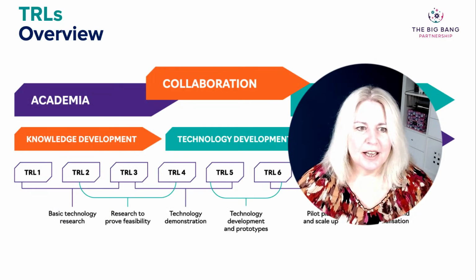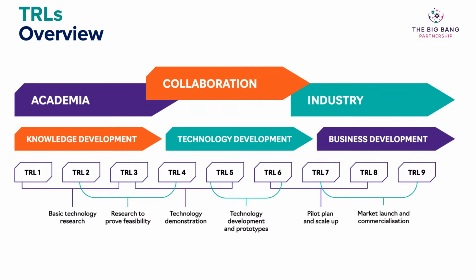Let's have a look then at an overview of TRLs, the whole process. So as I've explained, TRLs run from the lowest level of maturity, which is TRL 1, through to the highest level, which is level 9. And you can really divide those TRLs into 3 sections. So TRLs 1 to 3 are all about developing knowledge. TRLs 4 to 6 are about technology development and getting things to work, really, demonstrating, creating prototypes, starting to think about them working in the environment.